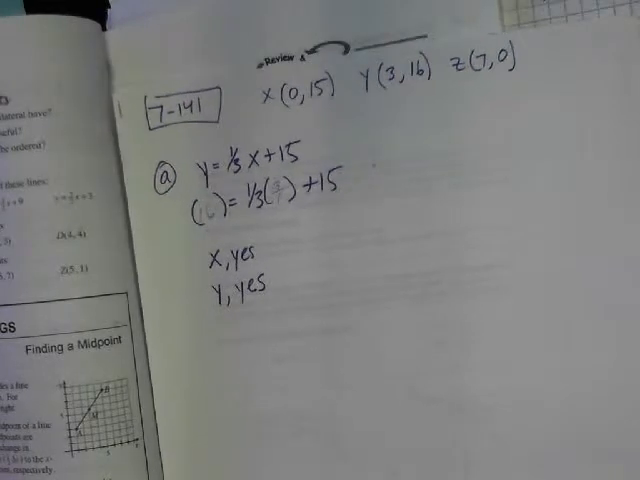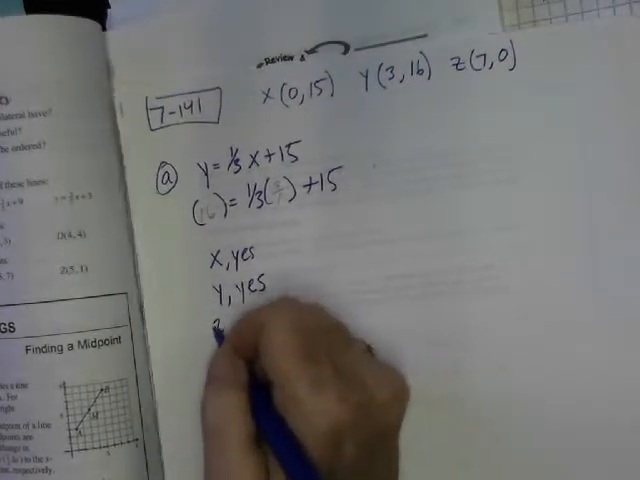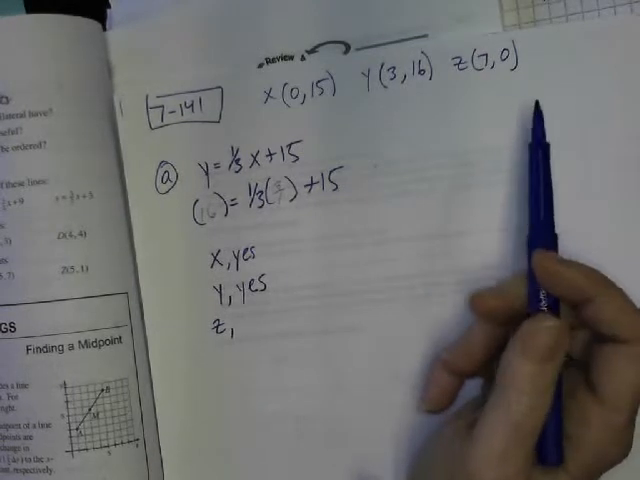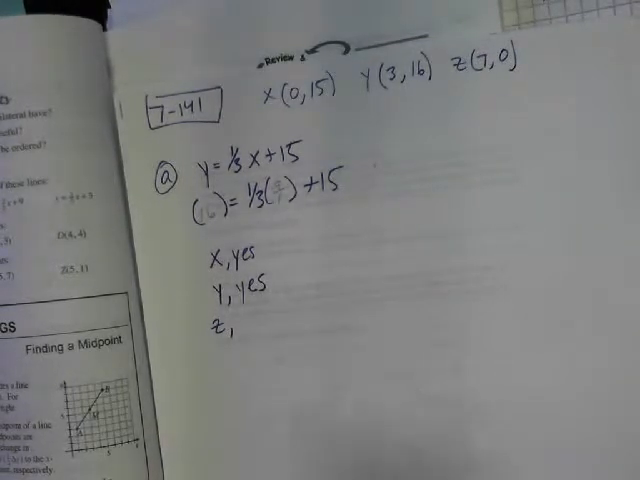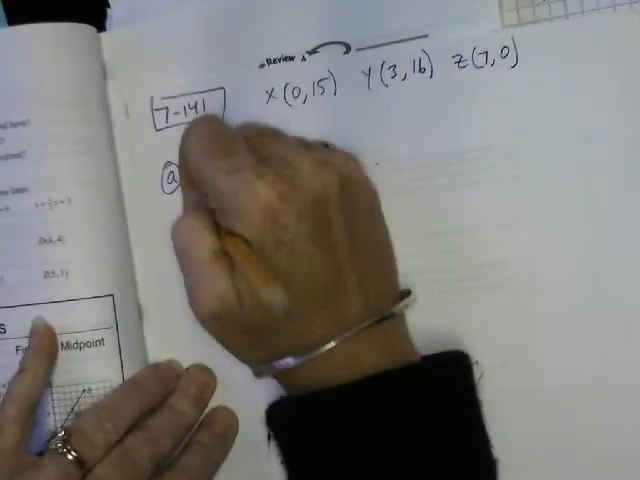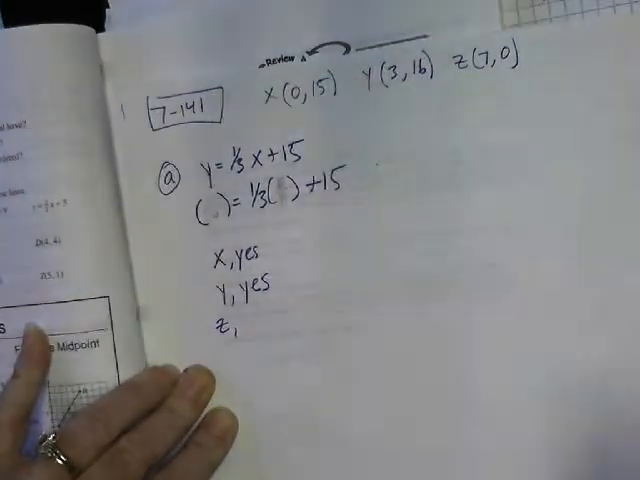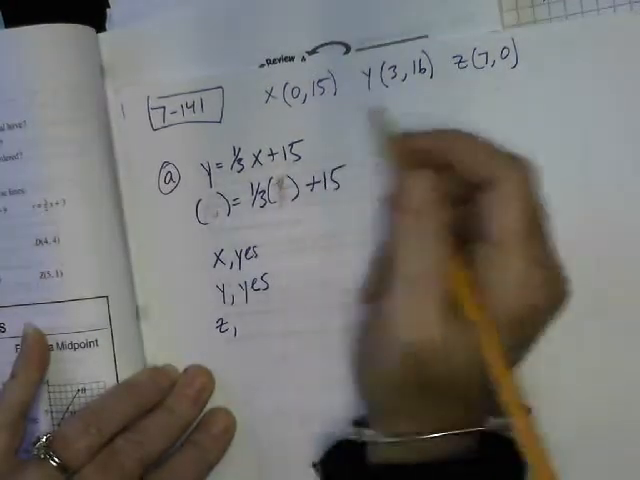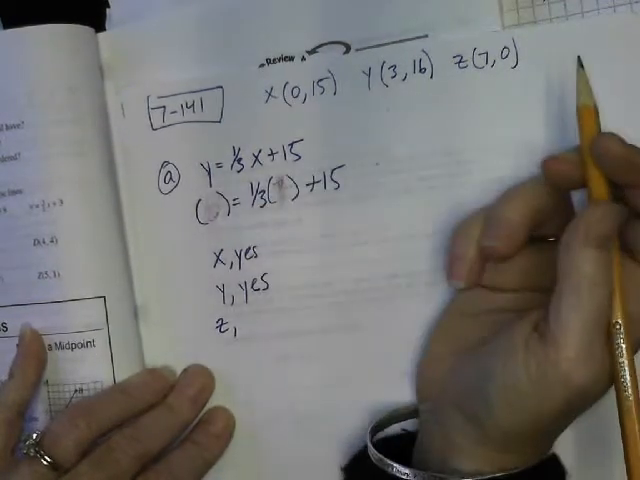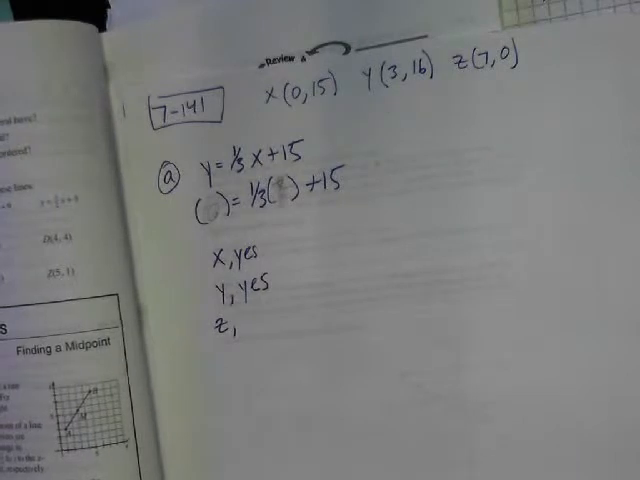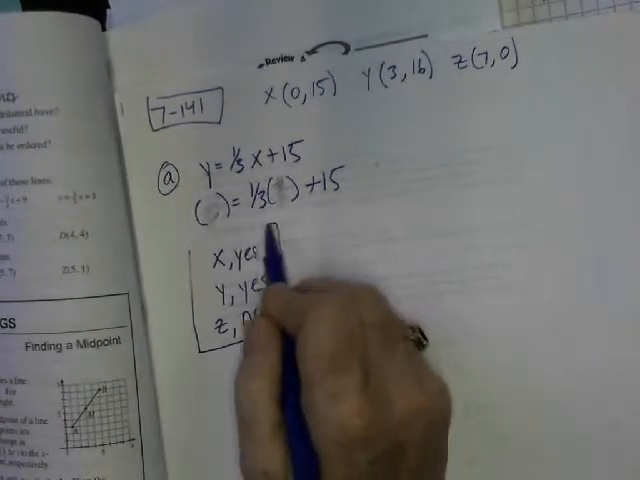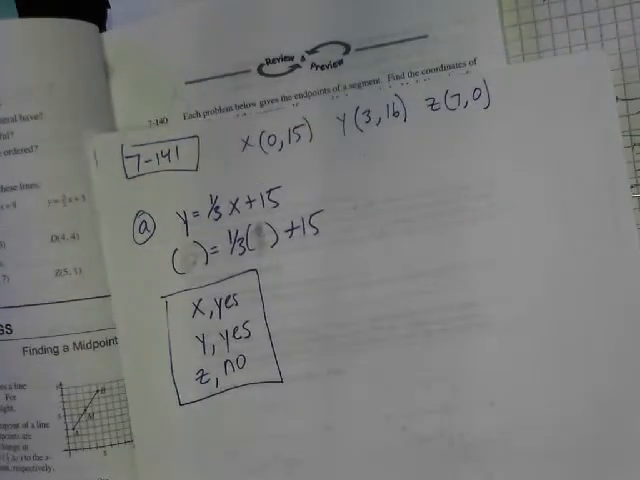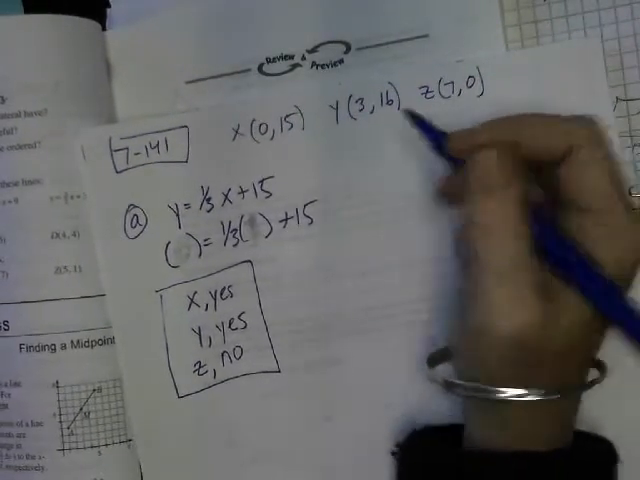You think z is yes? Z you can't get because it's a positive slope. It won't go down and hit 7 on the x-intercept. Yeah, you are right. So z is going to be no. I love how you're thinking of it in a really good way.